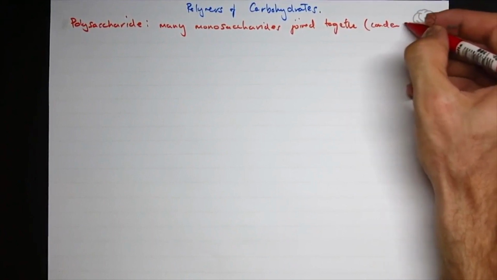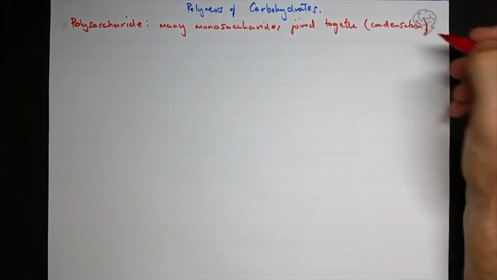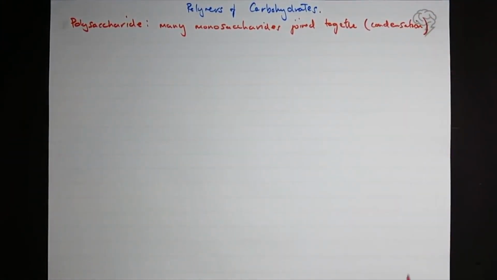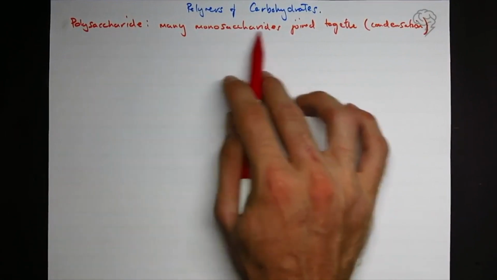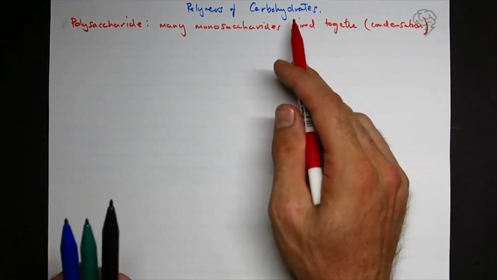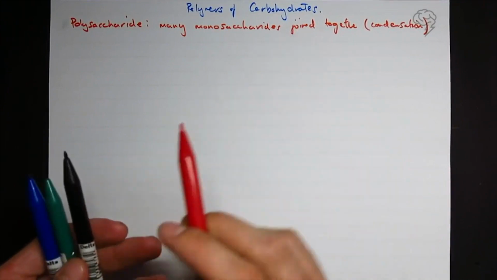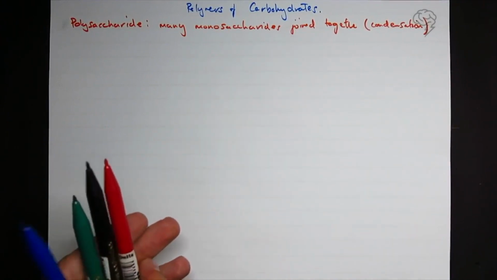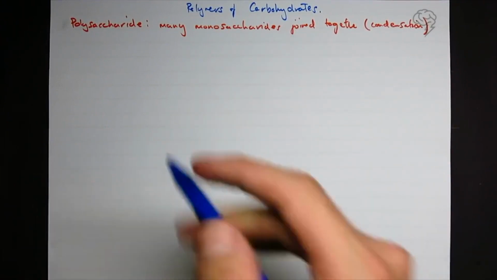How are they joined together? Well, they're joined by condensation reactions. That's the type of reaction, remember. Again, we can say saccharide, anything with a saccharide in it is a carbohydrate, is a sugar. Also OSE, O-S-E, hexose, glucose, dextrose, any of those things are sugars.